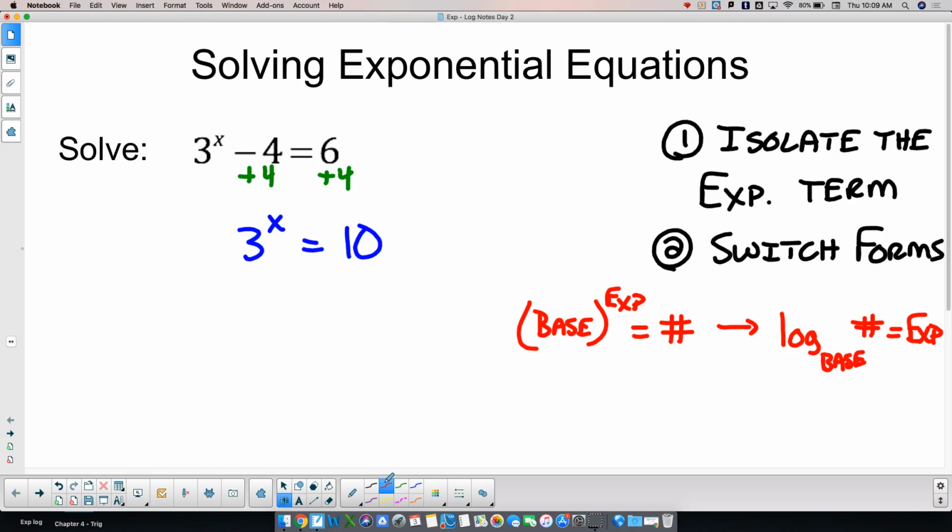Preview of things to come: how are we going to solve logarithmic equations? Switch it into exponential. That's how we solve these two. That's why they're paired together. We solve them by putting them in the other one. So this becomes log base 3 of 10 equals x.